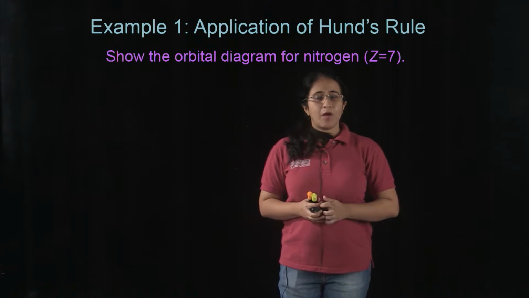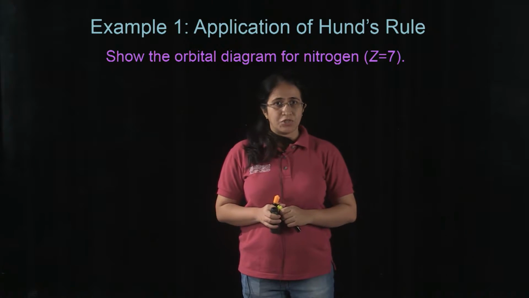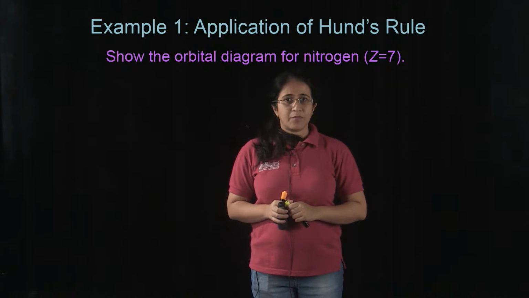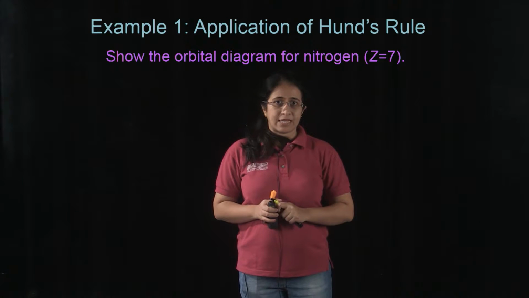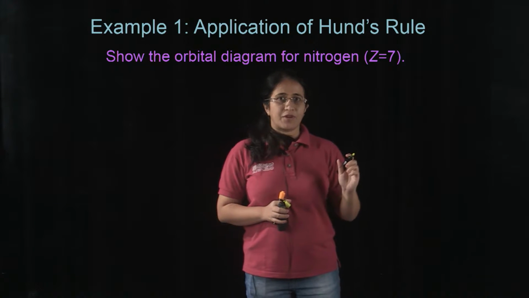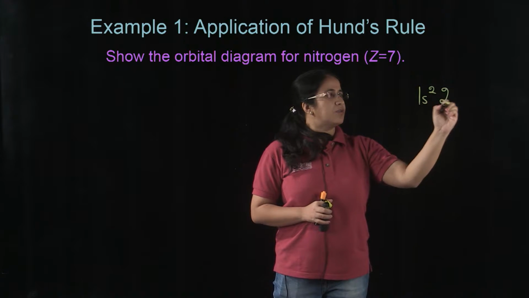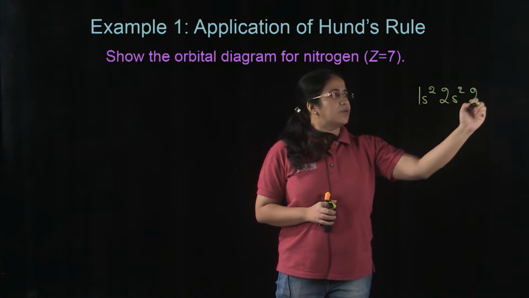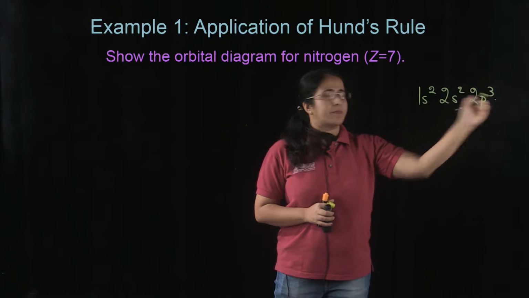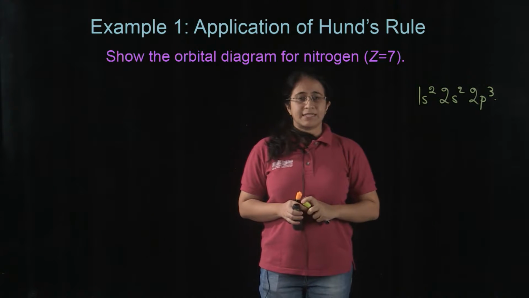Let's draw the orbital diagram for nitrogen. Nitrogen has an atomic number equal to 7. Based on what you have learned previously, the electron configuration for nitrogen is 1s2, 2s2, 2p3. Now, let's draw the orbital diagram.